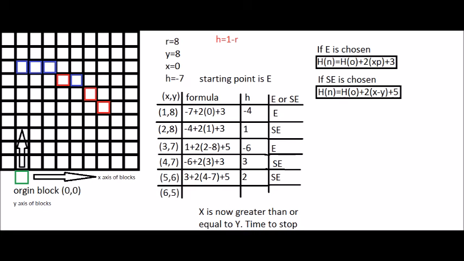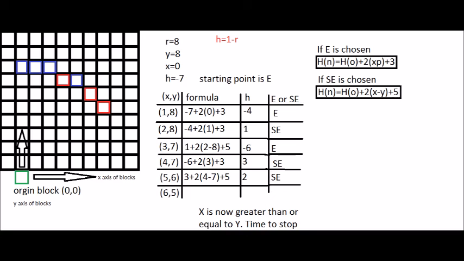Starting h is negative 7, meaning that we're going to go east. So we go east. From the east point, we now have to find where we're going next. And we know how to do that because we've already plugged in all of our numbers before, and we're going to use the same equation. So we are now at point 1, 8.